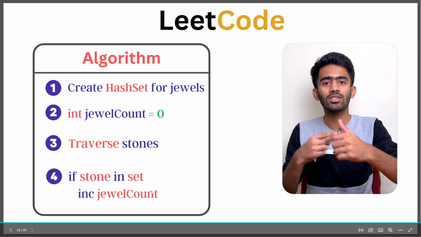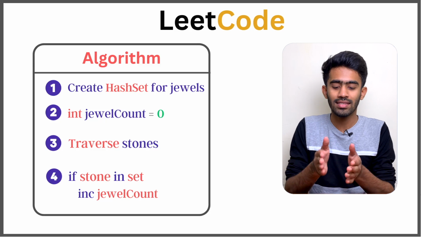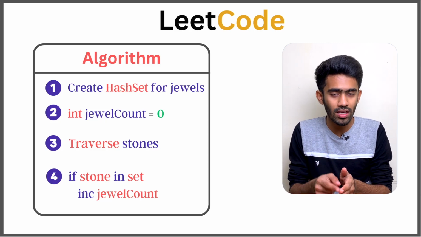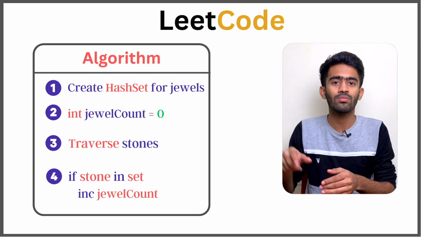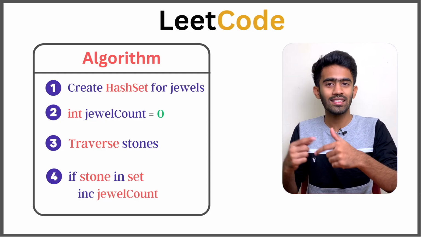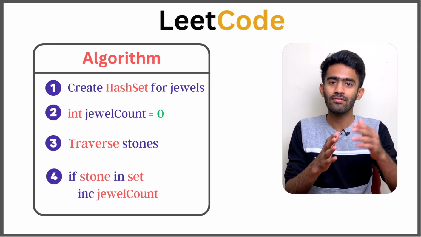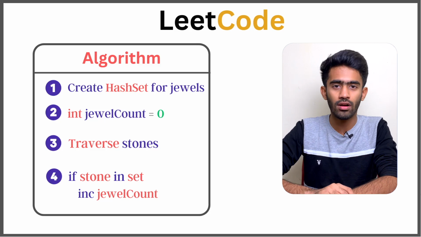So repeat this process. How do we repeat? Traverse the stones, check whether it is a jewel. If it is a jewel, increment, and move to the next element. Similarly, we'll just repeat this loop until we reach the end of the stones array. Okay, so this is the logic that we are going to use.